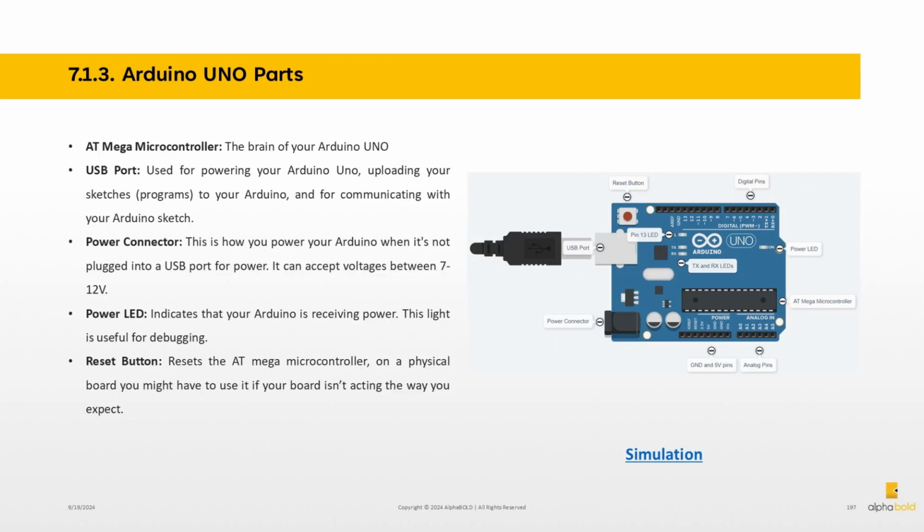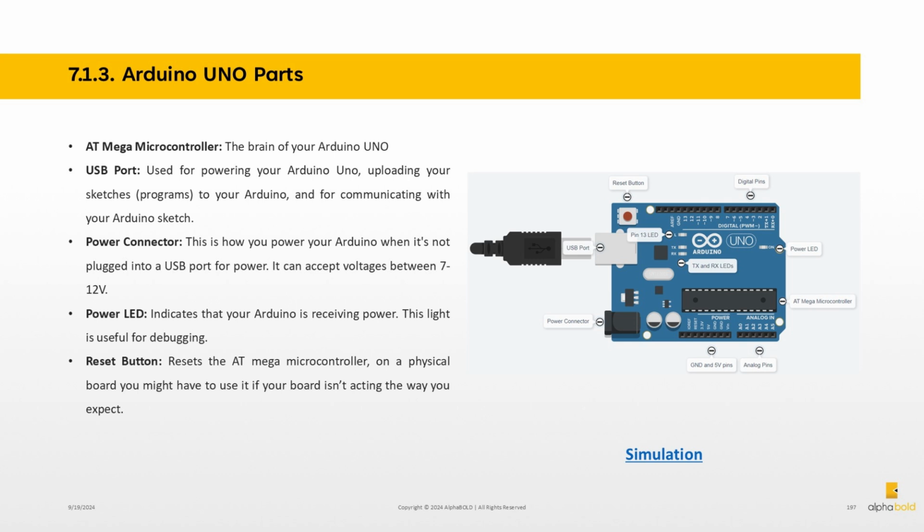Arduino Uno parts. ATmega microcontroller: the brain of your Arduino Uno. USB port: used for powering your Arduino Uno, uploading your sketches, programs, to your Arduino, and for communicating with your Arduino sketch. Power connector: this is how you power your Arduino when it's not plugged into a USB port for power. It can accept voltages between 7-12 V.